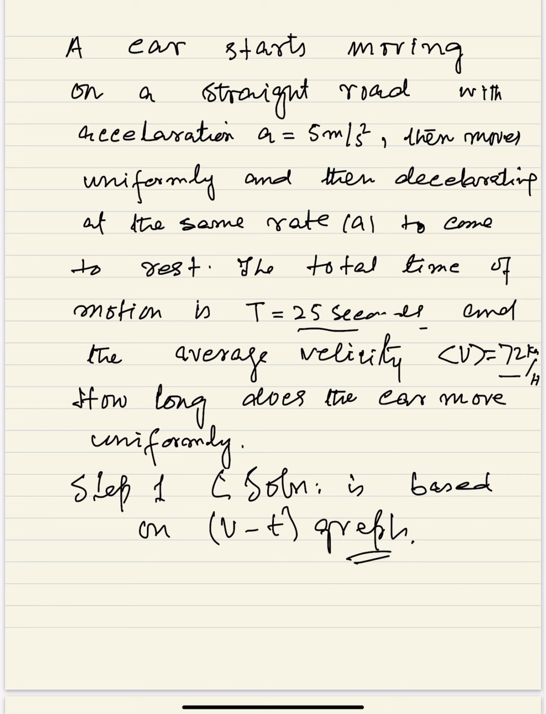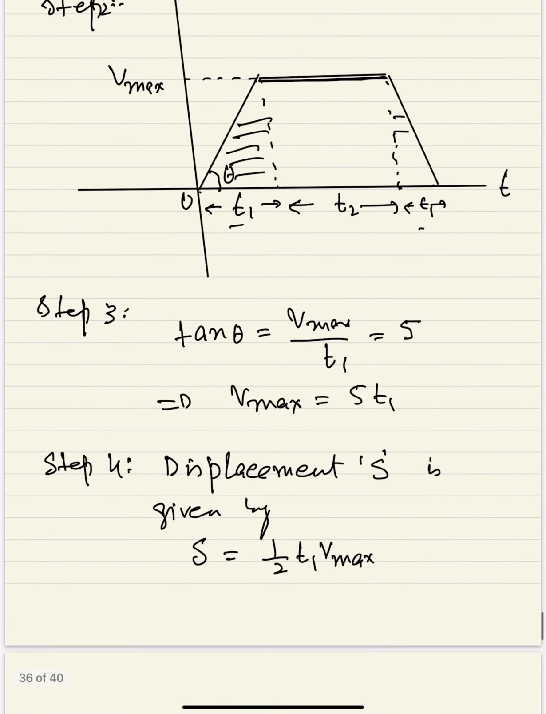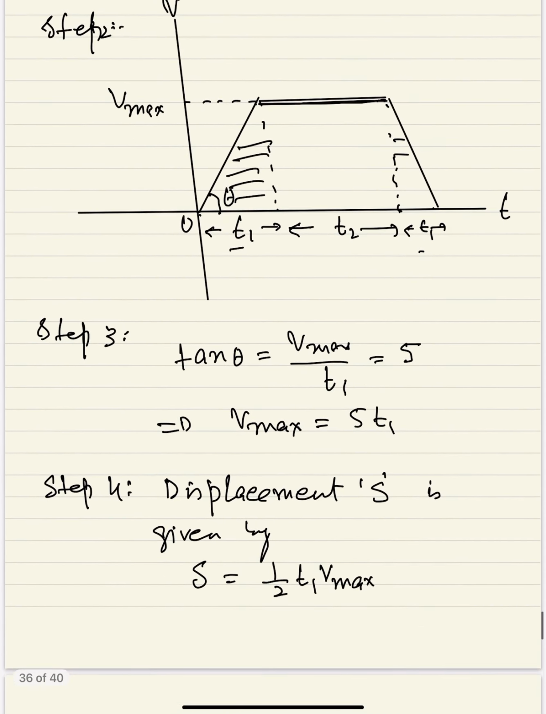The car at rest starts with acceleration a equal to 5 meter per second square. Then the car has a constant velocity, meaning acceleration during that period is 0. Then it decelerates and finally the velocity is 0. What is the velocity time graph for such a scenario? The velocity time graph is something like this.